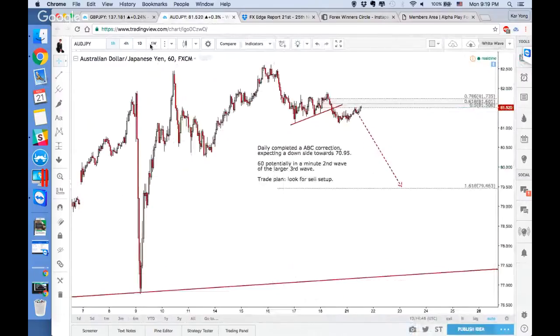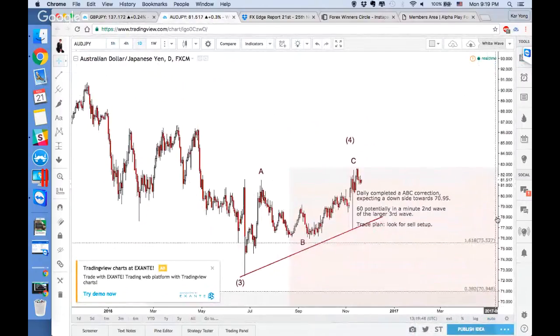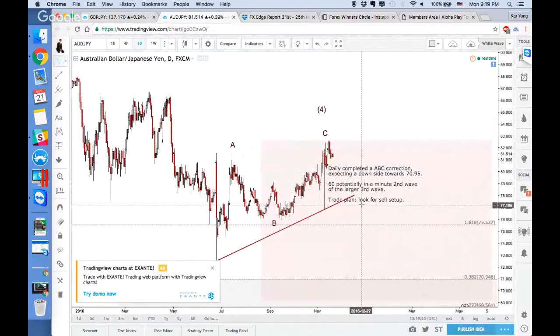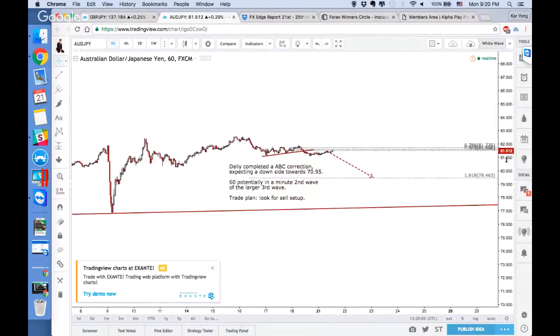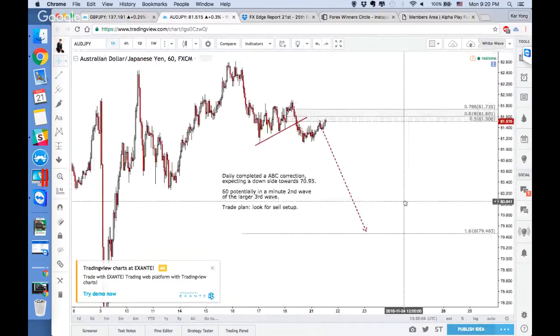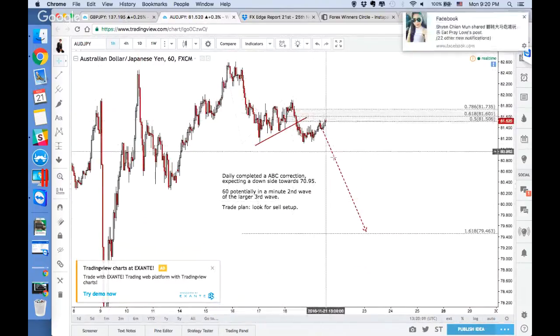On this forecast analysis, what we're expecting is price is going to go down from here. The daily has completed this, expecting one more down move towards 70.9. The 60 minute is already showing a sign that it is potentially turning. You can see this structure forming, potentially turning into a downtrend.